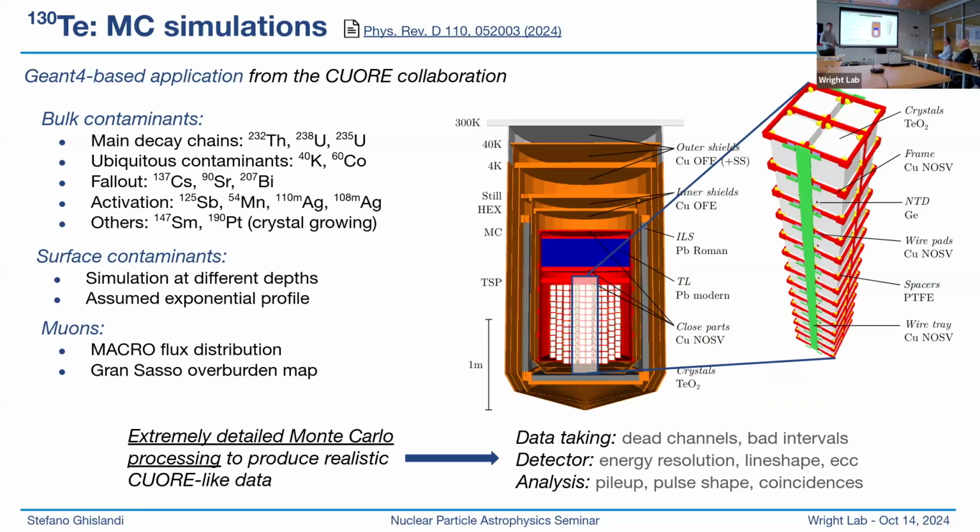After having done this, you run all this simulation, and as before, you process the Monte Carlo simulation in order to introduce detector effects. In this case, this has been done in an extremely detailed way, because we want to produce realistic CUORE-like data with this simulation. So we are introducing data taking effects. For example, we are defining during the data taking online intervals, which are time intervals of high noise. Detector effects such as energy resolution, the shape of the gamma lines and the alpha lines we have inside the detector, and some analysis effects, for example, the pile up as before, the coincidence, etc.